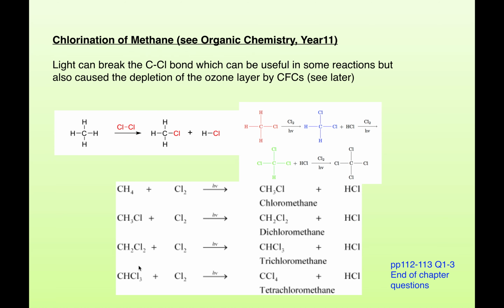This is a summary of the reaction we've just talked about. So you go from methane, one chlorine is chloromethane, two chlorines is dichloromethane, trichloromethane, tetrachloromethane. Don't worry too much about this. It's important you've seen the reactions, but we discuss it in organic chemistry next year.